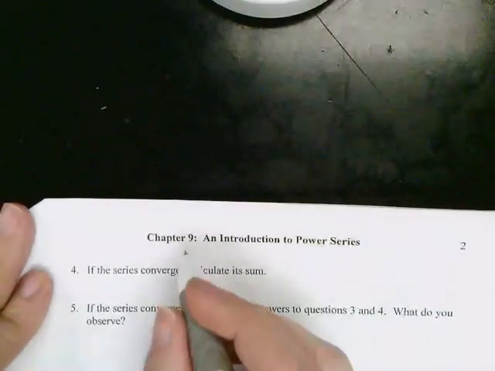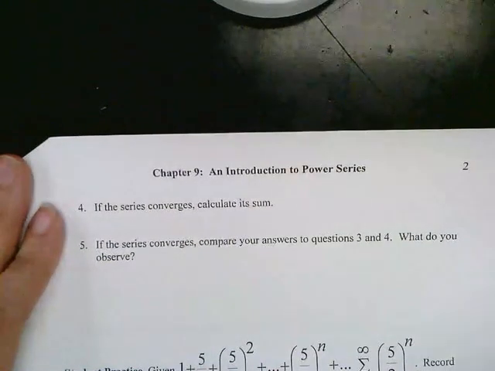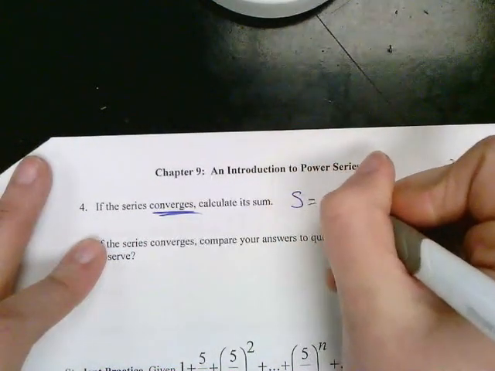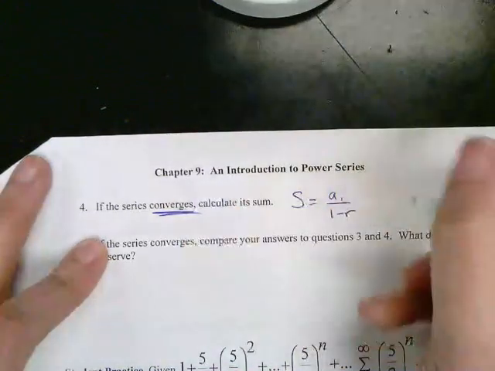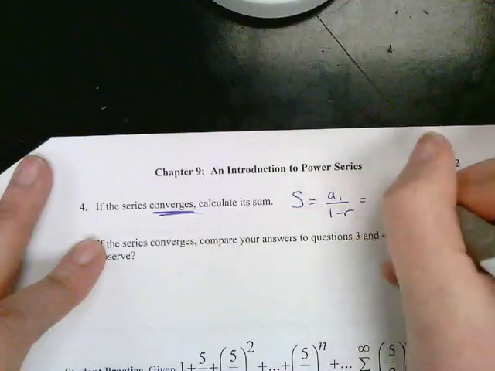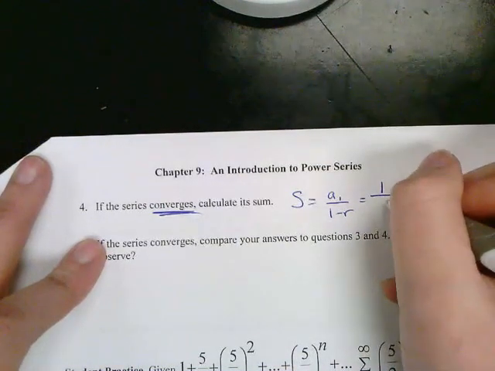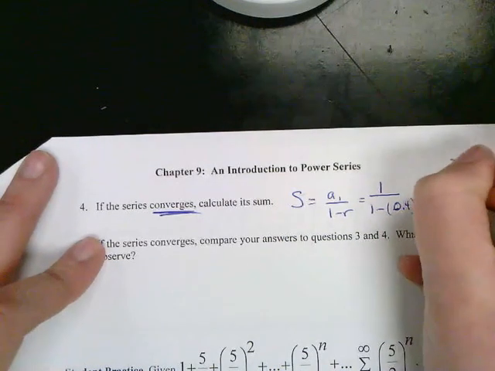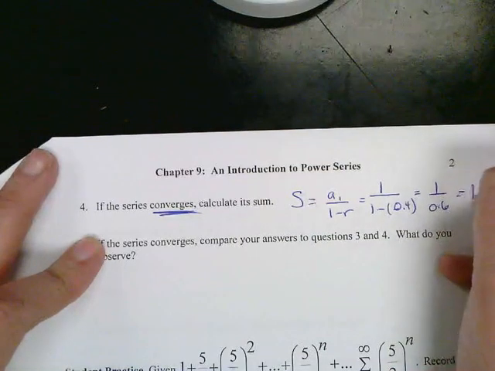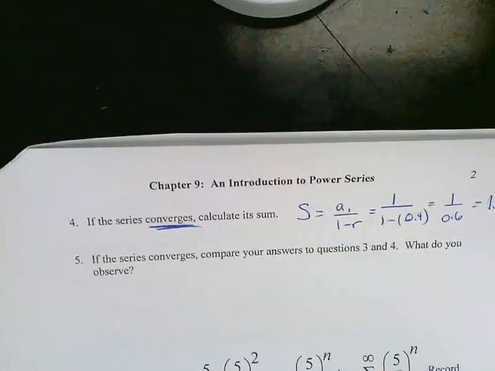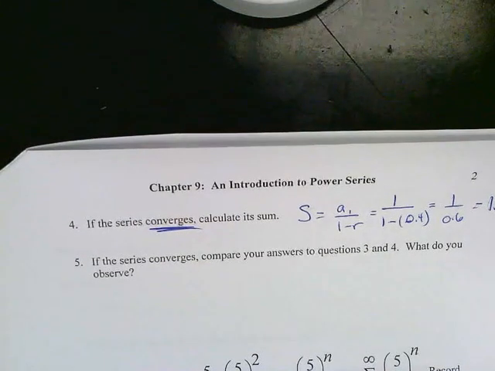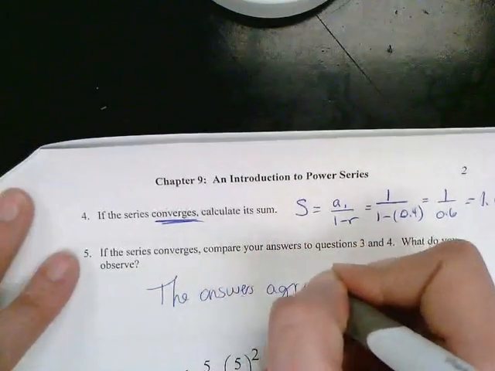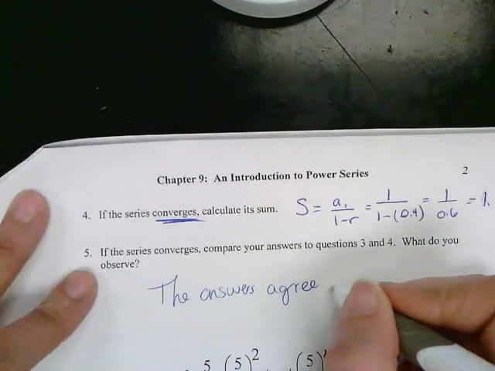All right, if the series converges, let's calculate the sum. Because it converges, remember the sum is going to be equal to a1 over 1 minus r. And ours did converge, so then we can just write, what is our a1? Our first term in our series was 1, and it's 1 minus 0.4, which is 1 over 0.6, and it is 1.666. So if the series converges, compare your answer to question 3 and 4. What do you observe? The answers agree perfectly.